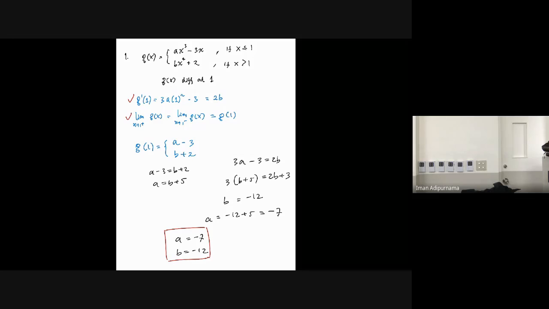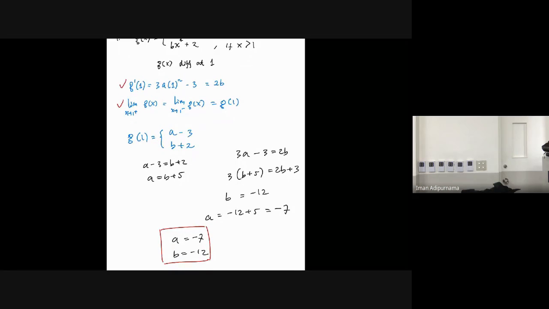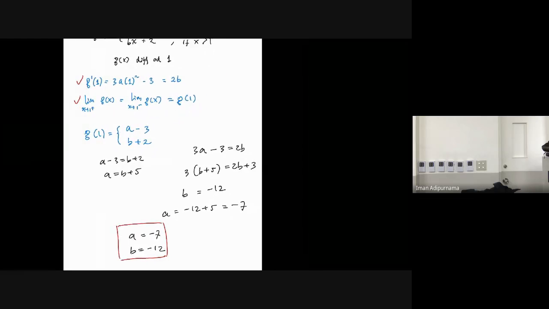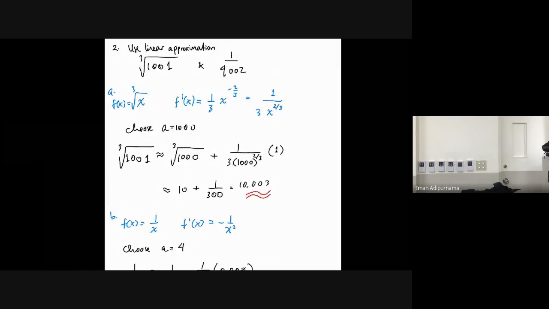I think it's clear, right? So number one is clear. Differentiable. Okay. Number two. A is the square cube of 1001 and 1 over 4.002.